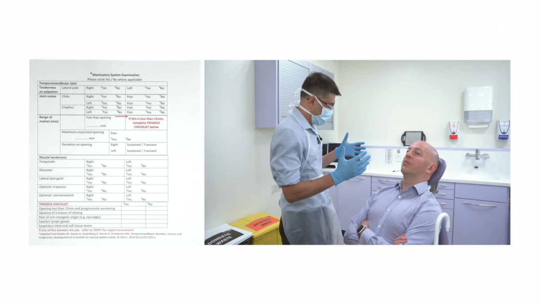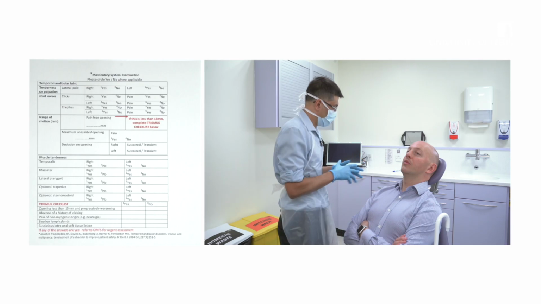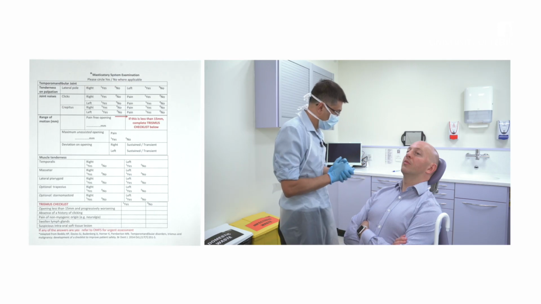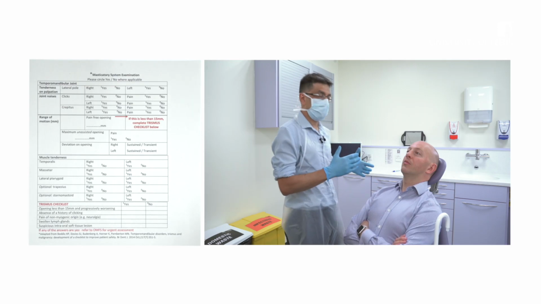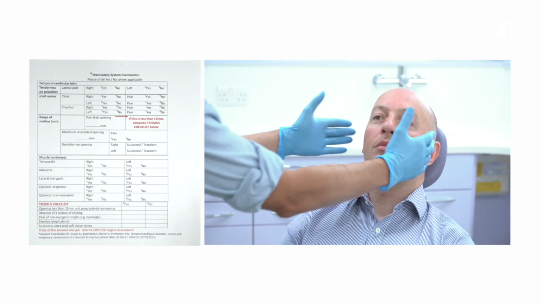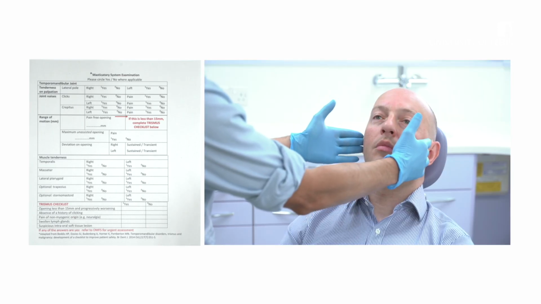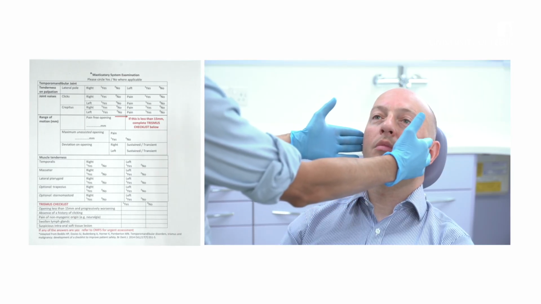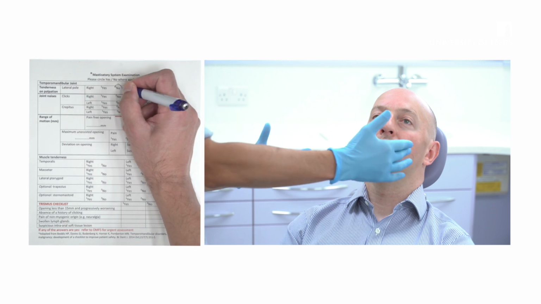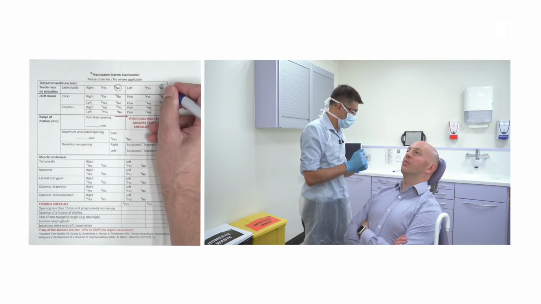So we'll first start by examining for joint disorders using our basic checklist here. The first section of the checklist assesses for tenderness to palpation. So we palpate the joint using digital pressure while the mouth is closed. We make a record if there's pain on the mouth closed.